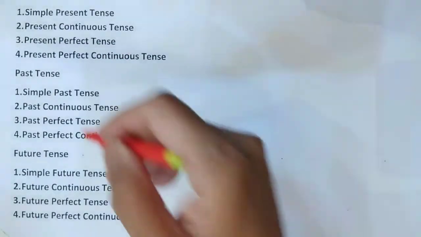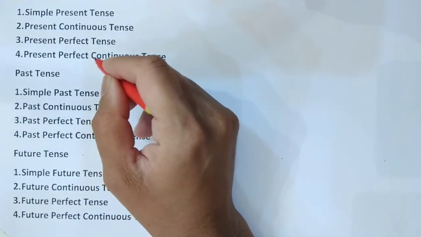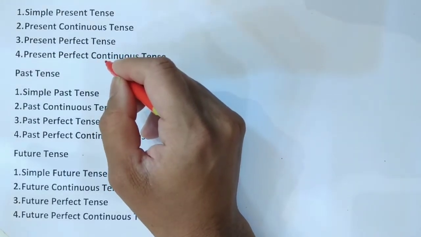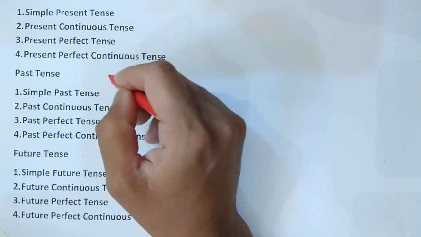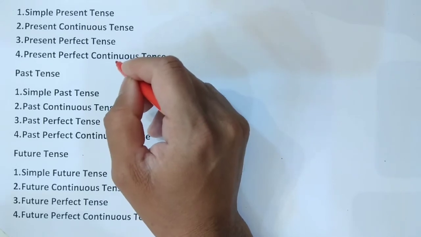Today, in this session, we are going to discuss how the concept of tense works in the process of transforming active sentence into passive sentence. So students, before we begin with the concept of tense working in this process of converting active sentence into passive sentence, let me make a few things clear regarding the tenses.